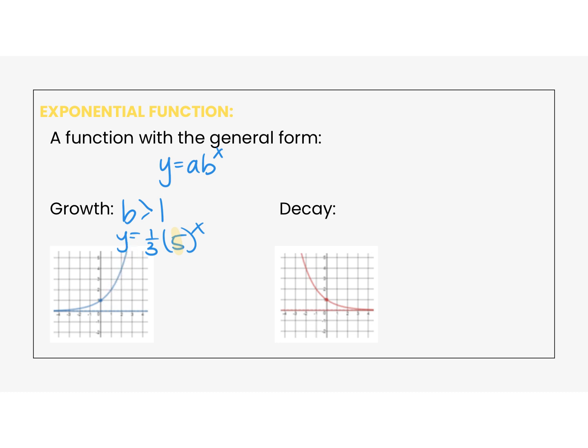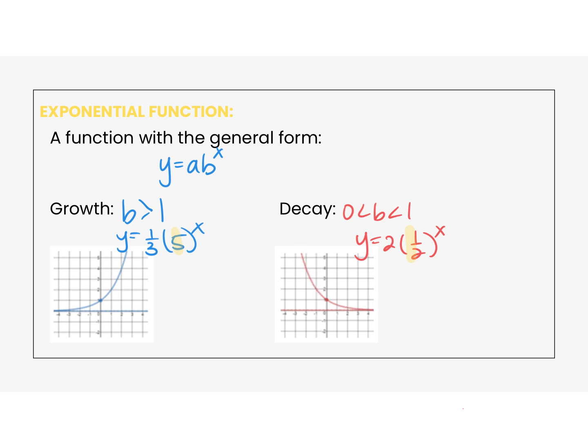We could also have decay. So for that one, our b would be between 0 and 1. So it's going to either be a fraction or a decimal. For example, we could have y equals 2 times 1/2 to the power of x. And again, what we're looking at is this number that we're raising to the power. So the number out front isn't what tells us whether it's exponential growth or decay. And if you look at that graph, we're decreasing exponentially.